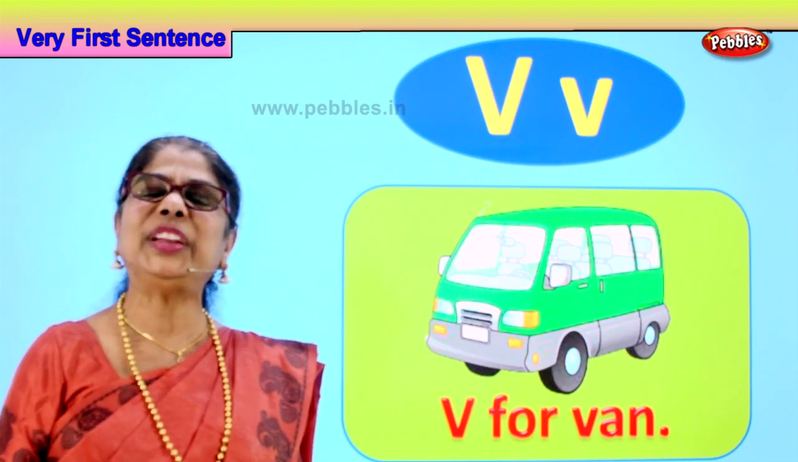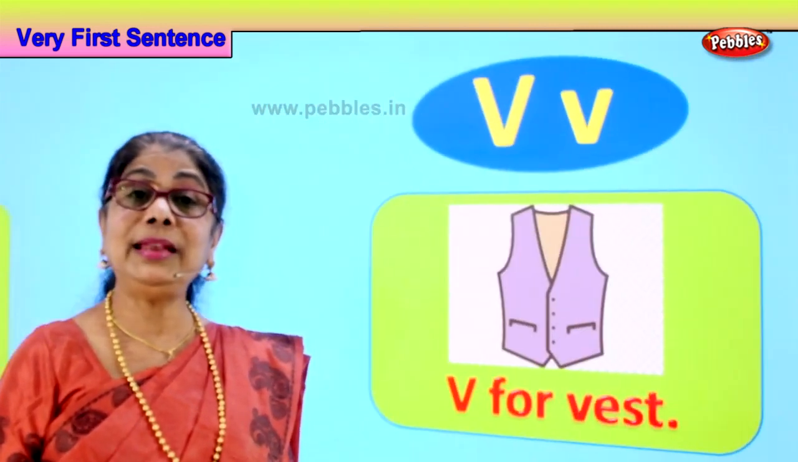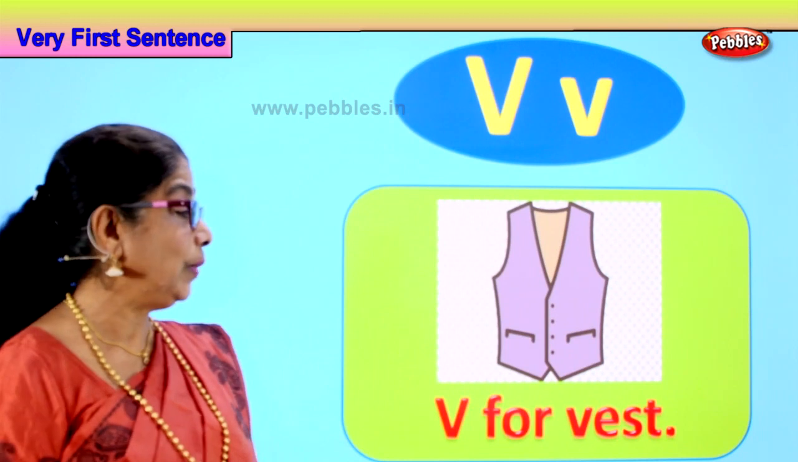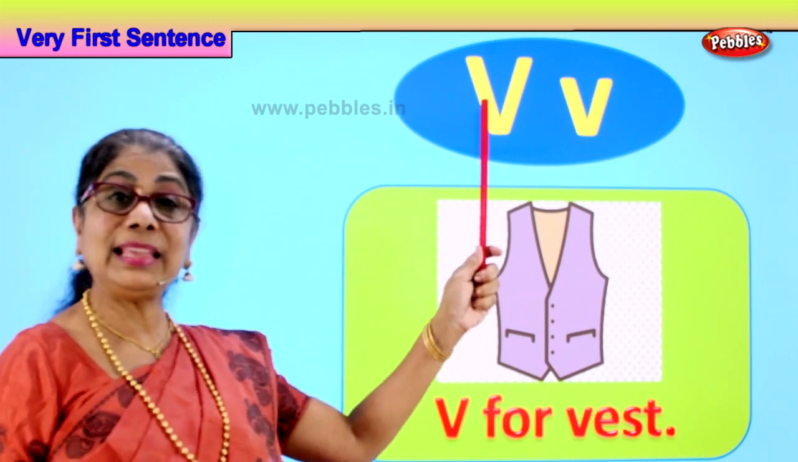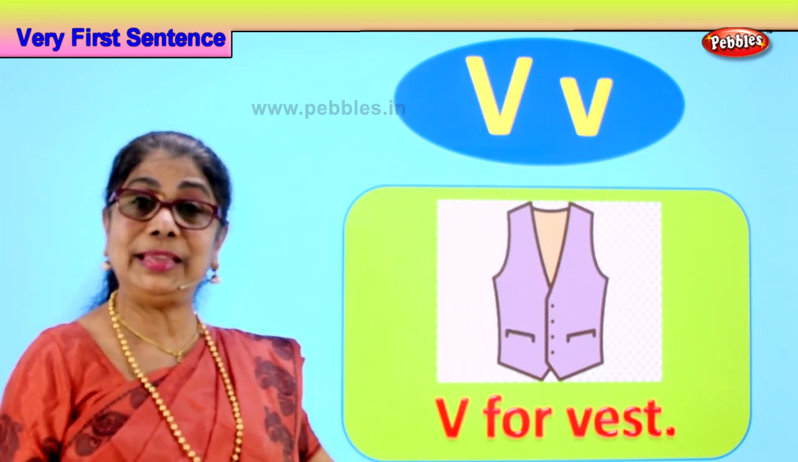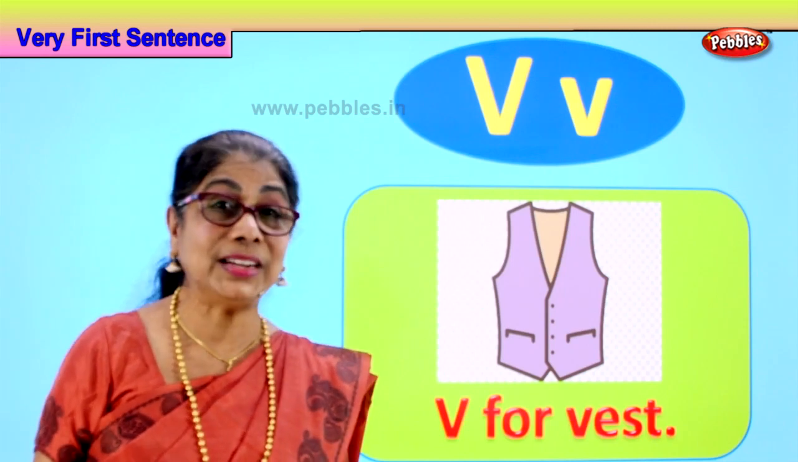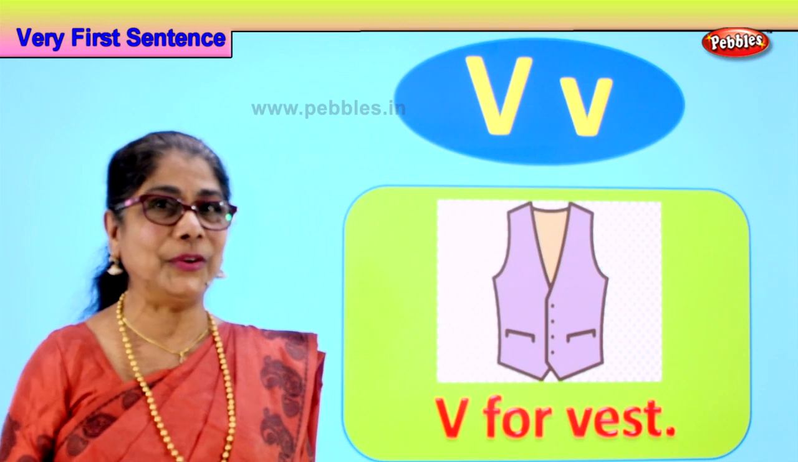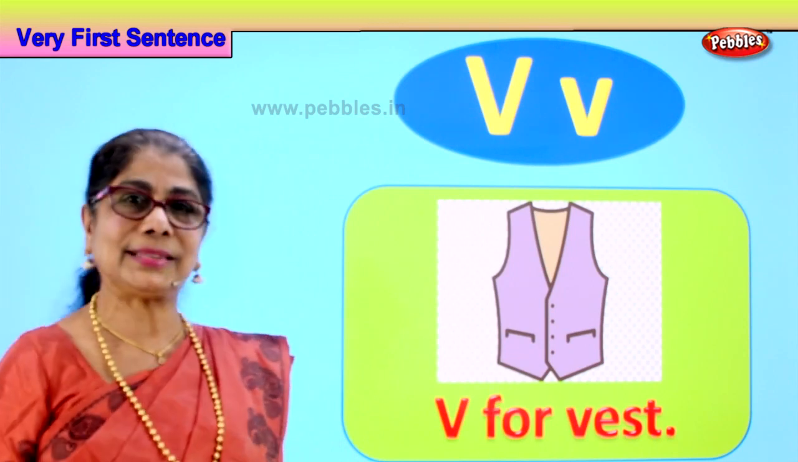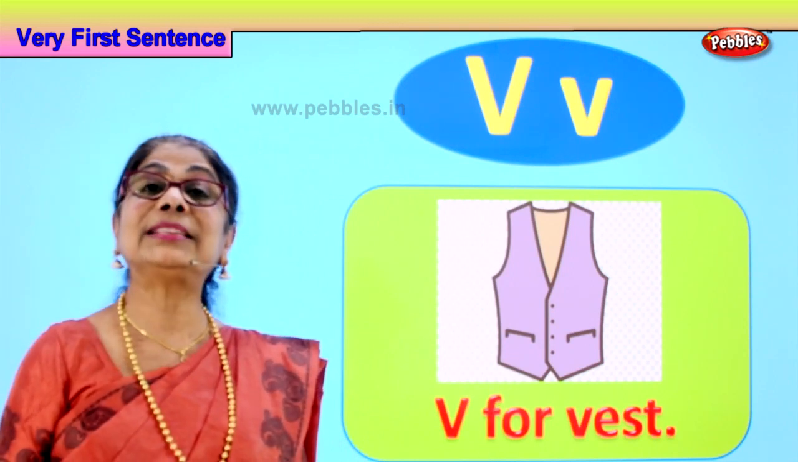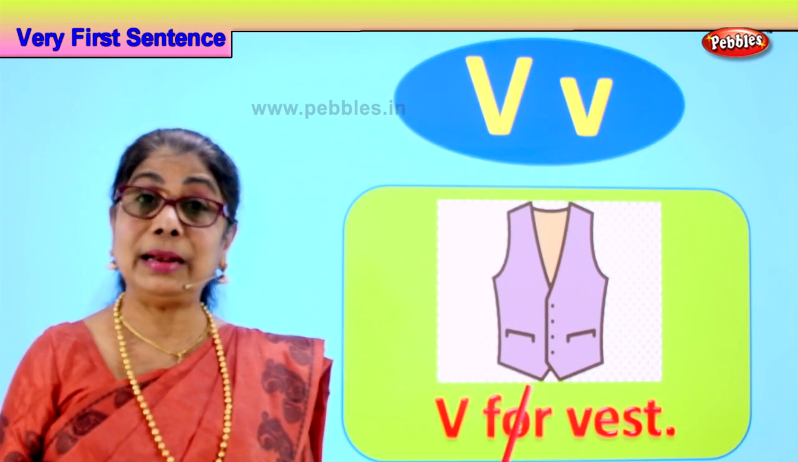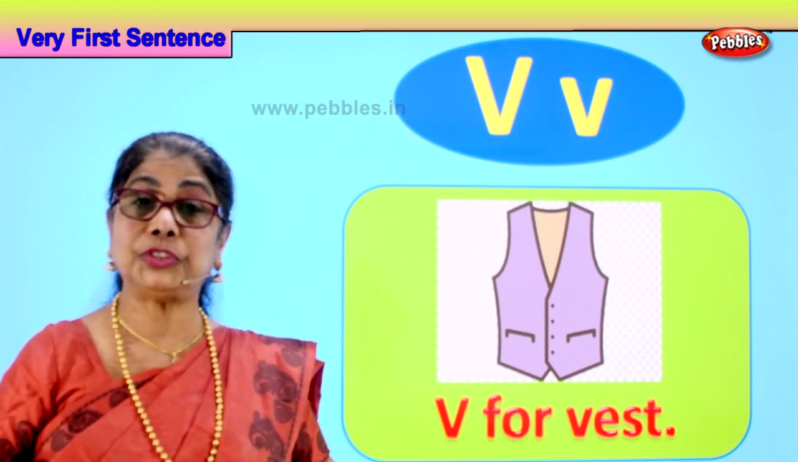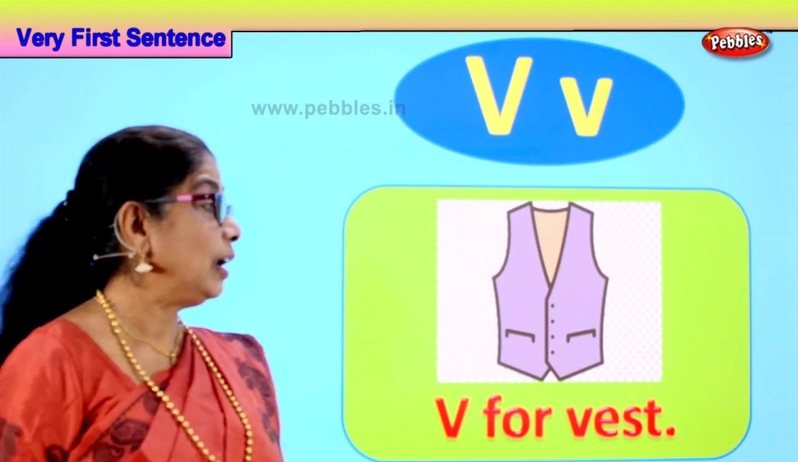Let's go to a new picture and read the word that begins with letter V. Capital letter V, small letter V. What is the sound? V. Are you happy? You learned to write the letter correctly. Good. Look at the picture. What is this? It's a coat that you put on top of a shirt or a dress. It's called a vest.